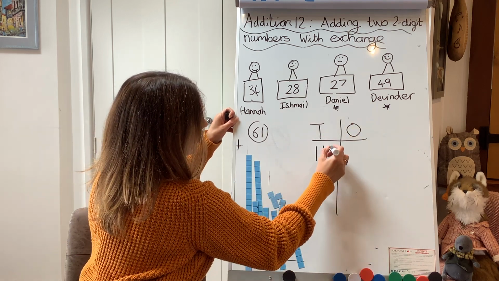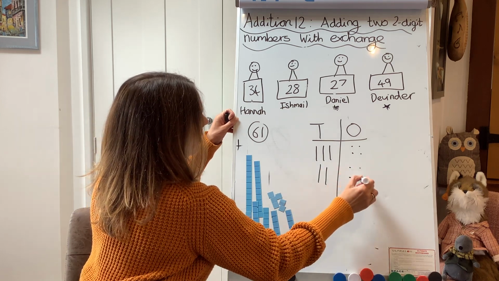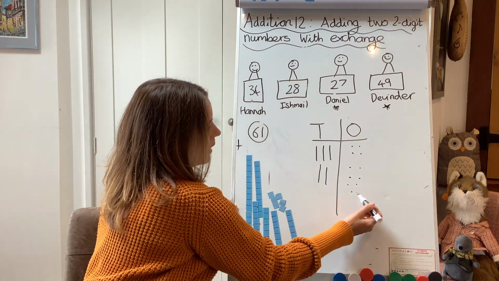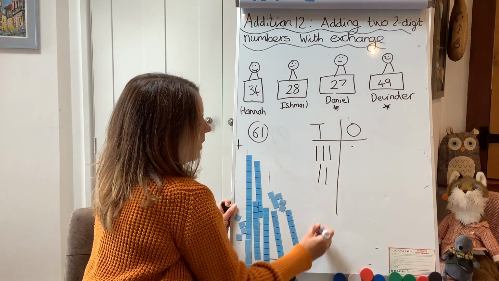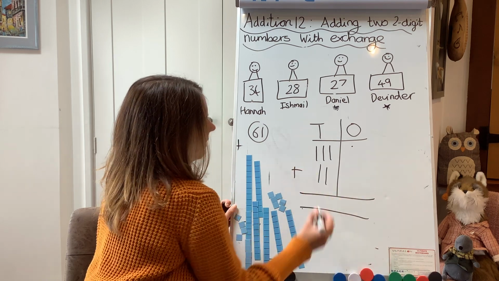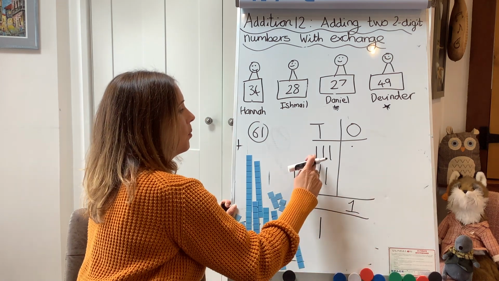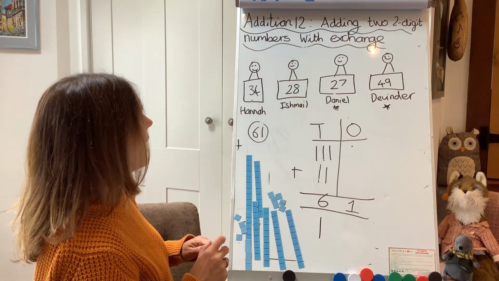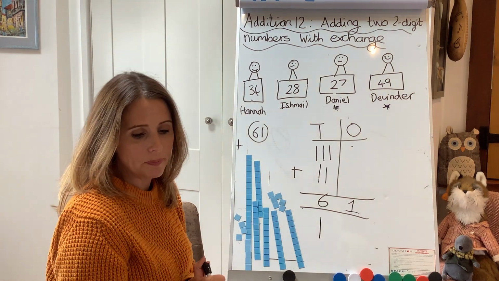34 and 27. Okay, so I'm going to make a 10 first to exchange it because I can make 7, 8, 9, 10. That makes 10 there. So I'm going to put that here into my 10s. I'm going to exchange that. I've got 1, 1, and I've got 1, 2, 3, 4, 5, 6, 6 10s. So it is Hannah and Daniel's score who combined together to make 61.